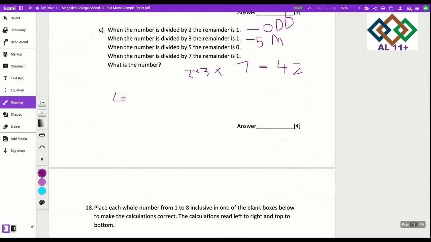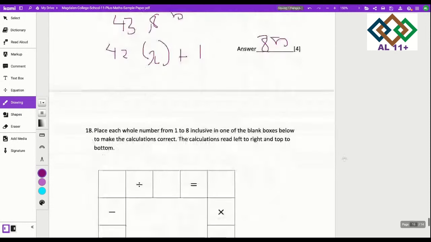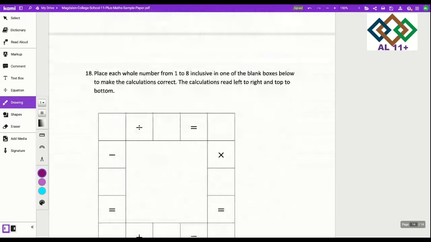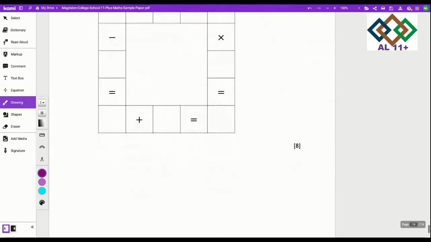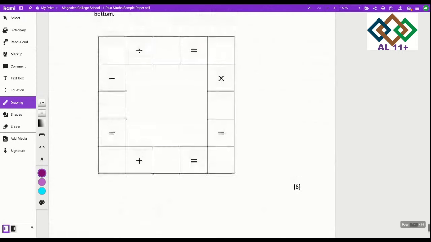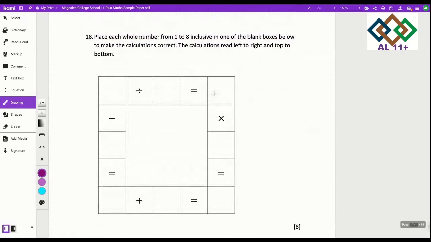So you have 43 and 85. And how do you find it? It's 42 x plus 1. So that is equals, so it's 85. So the last one now. You can have different answers for this one.